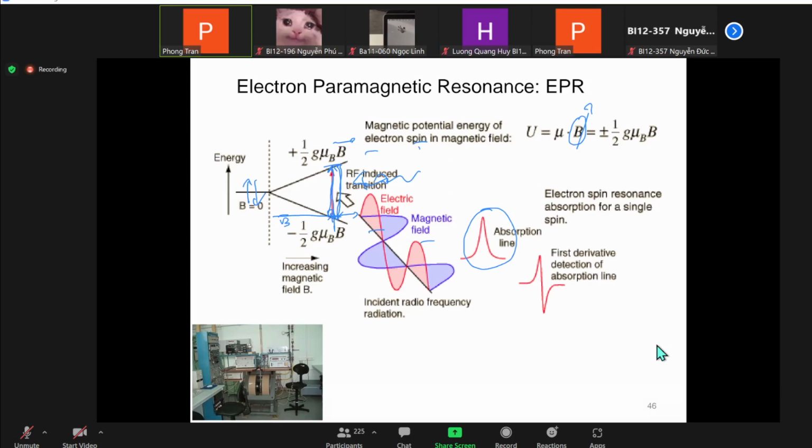Is it correct? If I do not see any signal when I send the radio frequency from the external source, if I do not see any absorption, that means no electron can absorb the energy I send. So that means there is no electron with the same direction as the external magnetic field I apply. So it means there are zero electrons in this orbital. Can you understand? Yes, Professor. Okay, thank you.